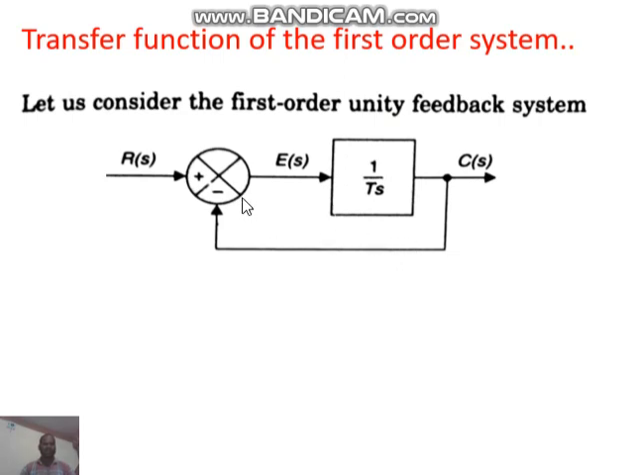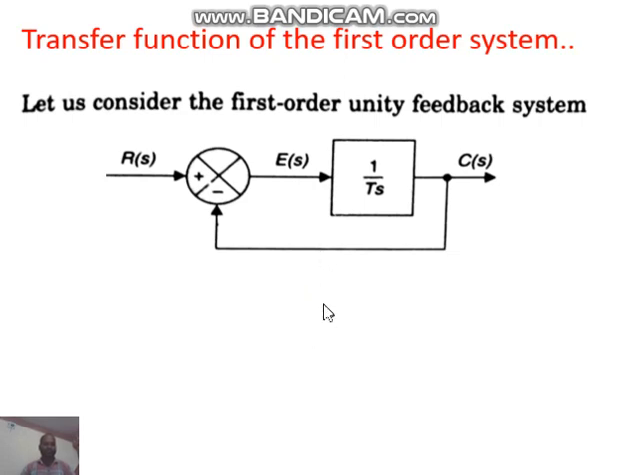1 plus or minus the product of forward and feedback path transfer functions. When do we use plus and when minus? If feedback is positive, we use the negative sign. If feedback is negative, we use the positive sign. Here the feedback is negative, because the negative symbol is there, so this is a negative feedback system. Hence, the formula is C of S by R of S is equal to the forward path transfer function divided by 1 plus the forward path transfer function into the feedback path transfer function. In this diagram, the forward path transfer function is 1 by Ts, and the feedback path transfer function is unity, which means 1.